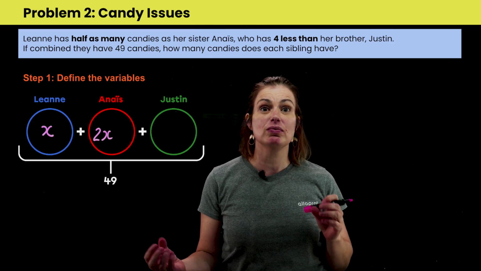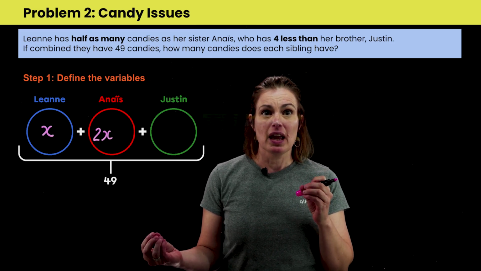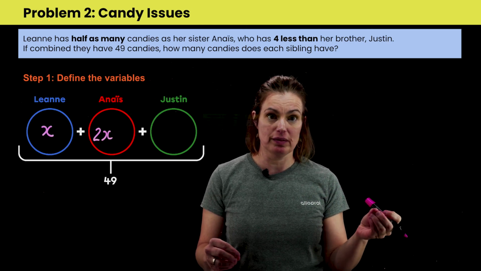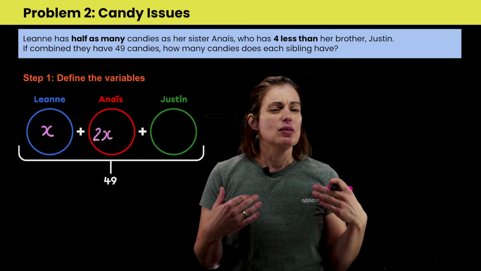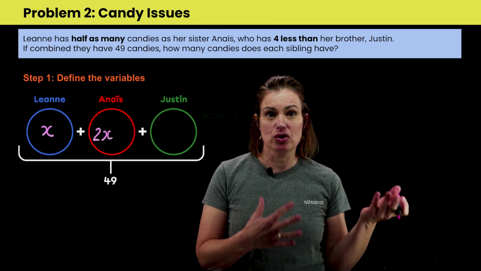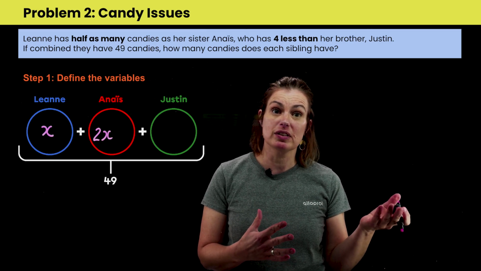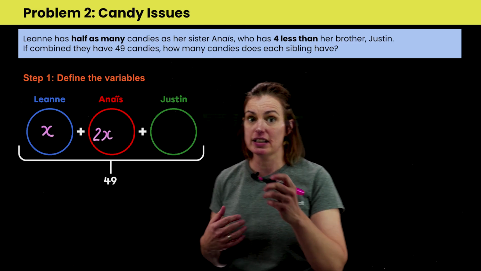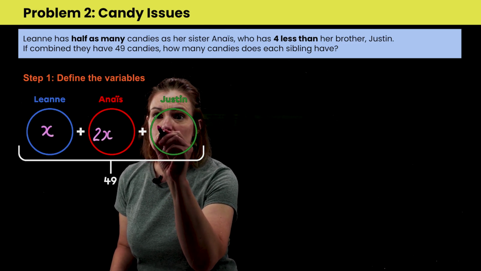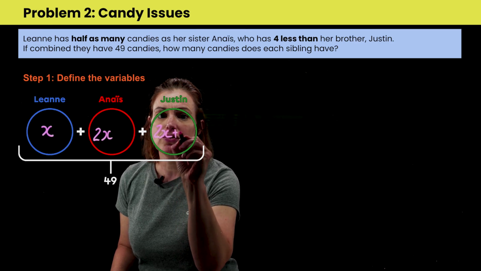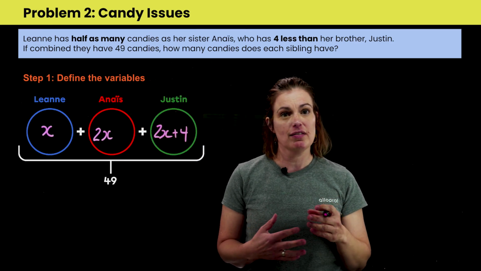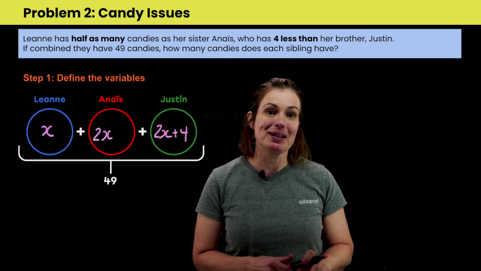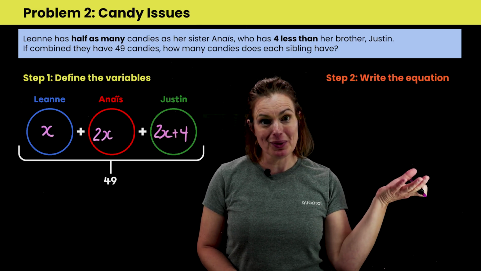So Justin has, so it says Anais, who has 4 less than her brother Justin. So representing 4 less than her brother Justin could actually also be said as, well, Justin has 4 more than Anais. So if I take Anais's number of candies, which we said was 2x, and I add 4 candies to that, then I have the algebraic expression representing Justin's number of candies. And I'm ready to continue on to writing my equation.